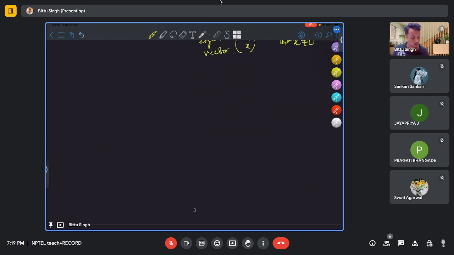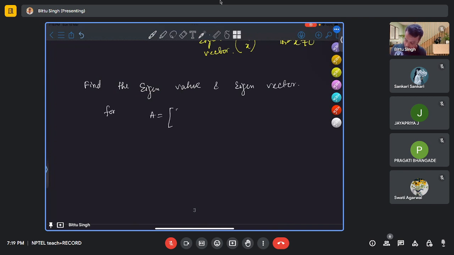So let us check an example. Consider this question. Find the eigenvalue and eigenvector for this matrix: 2, 3, minus 1, 1.